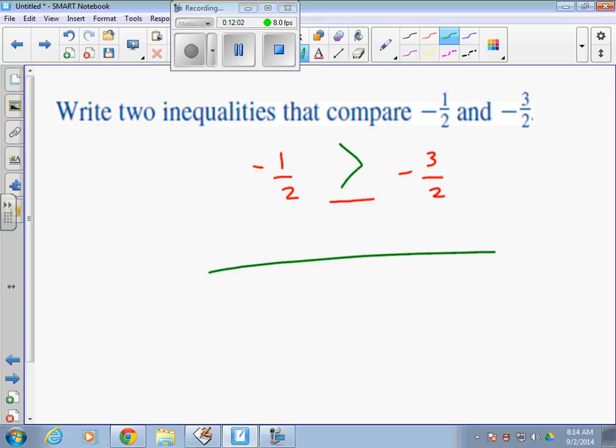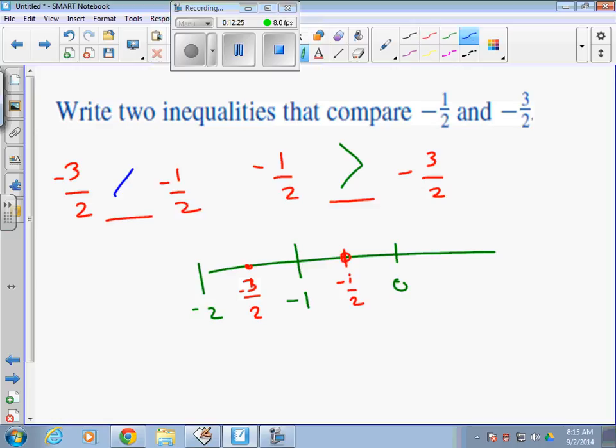If you had to graph it though, if this was negative 1 and this is negative 2, negative 1/2 would have been right there, and negative 3/2 would have been right there. So if you had to graph them to see where they fell on a number line, that's where they would fall. The other one that you should have written should have looked like this. Negative 3/2 is something negative 1/2. Again, the big mouth eats the big number. Make sure the point is pointing to negative 3/2.